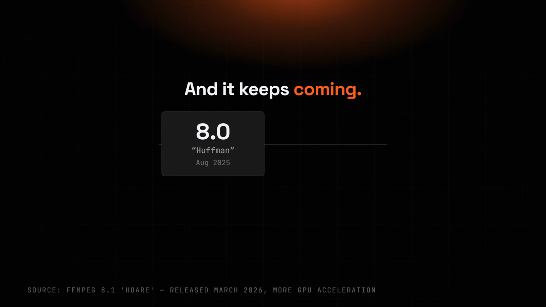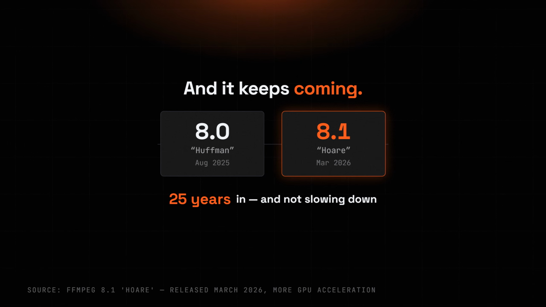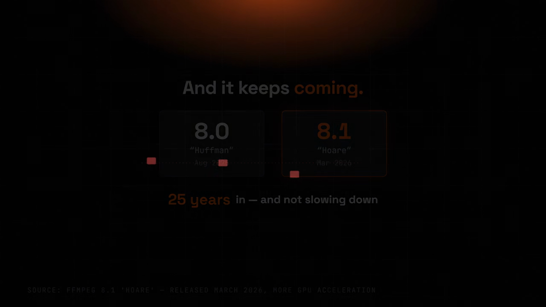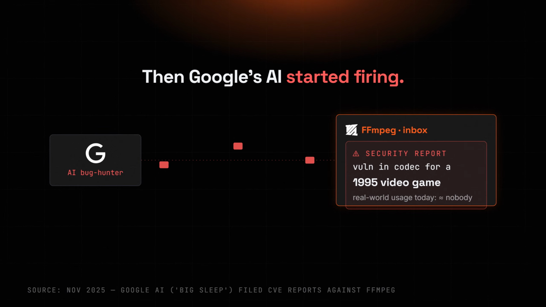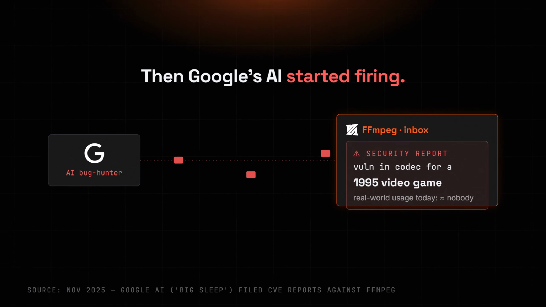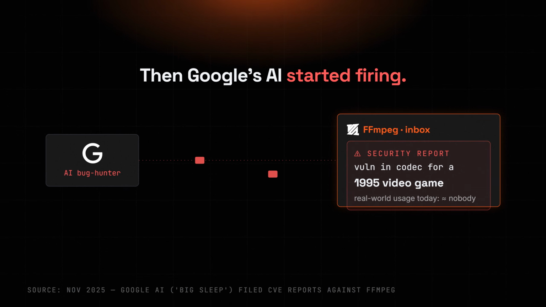In March of 2026, version 8.1, codenamed Horror, pushed even more of the work onto modern graphics hardware. 25 years on, and FFmpeg is showing absolutely no signs at all of slowing down, which is what makes the next part really sting. In late 2025, Google's AI bug hunter began firing security reports at FFmpeg, including one buried deep in a codec for a video game from 1995 that basically nobody on Earth still uses.